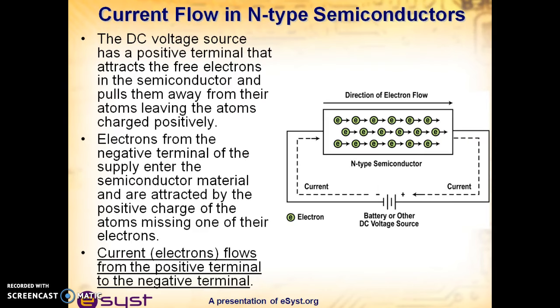Current flow in n-type semiconductors. The DC voltage source has a positive terminal that attracts the free electrons in the semiconductor and pulls them away from their atoms, leaving the atoms charged positively. Electrons from the negative terminal of the supply enter the semiconductor material and are attracted by the positive charge of the atoms, missing one of their electrons. Current flows from the positive terminal to the negative terminal.